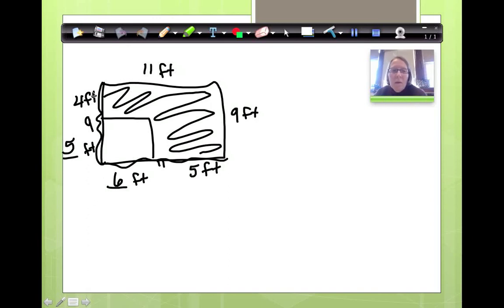Now, let's find the area of this. Now that we know these two little sides, we can know what we can cut out of it. So I'm going to do the composite way. All right, so here we go. I'm going to do blue. This is the one we want. We want to find out this total first. So the area of the blue would be 11 times 9. So 11 times 9 is 99 square feet.